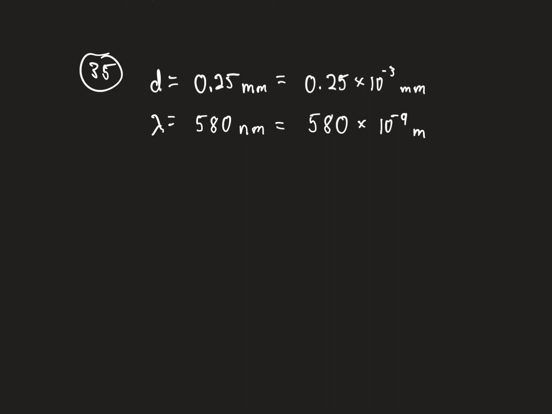What are the angular positions of the third and fourth principal maxima? So part A, they want to know what is angular position. What variable is angle? Theta. So that's what we're looking for. And they want to know for the third and fourth principal maxima. What variable is maximum for interference? The order. And what variable represents order? M. So I need to do this for m equals 3, so I need to find theta 3, and I need to do this for m equals 4.